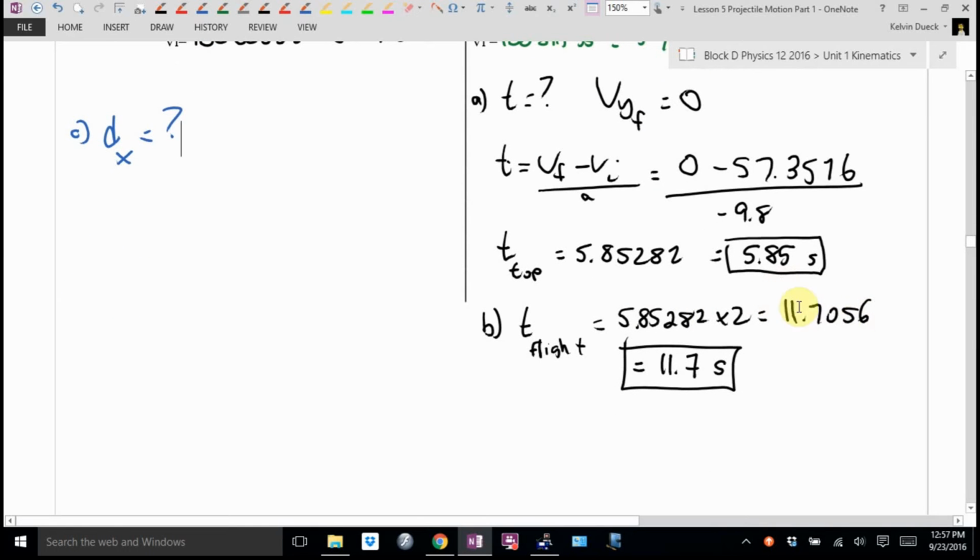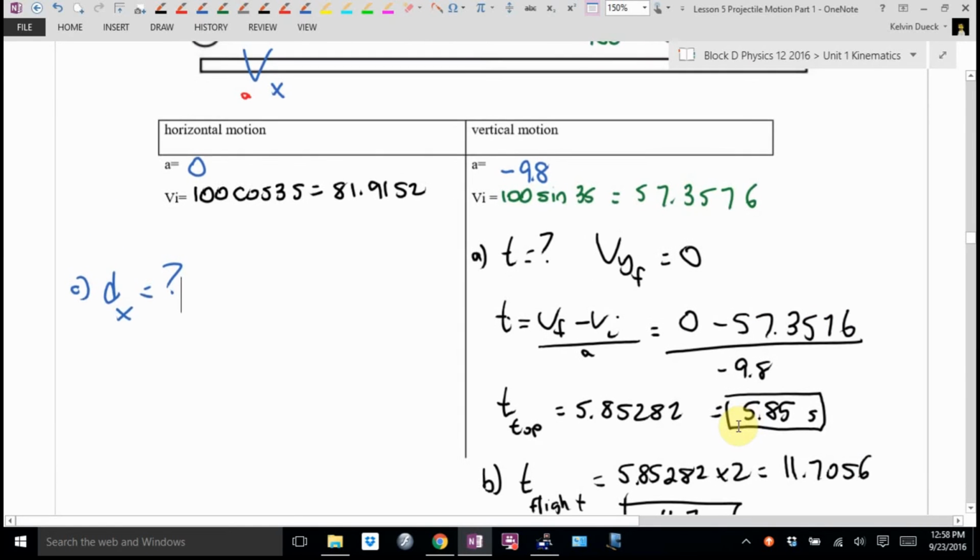It's 11.7056. Common mistake, kids use time up, and they say that's the total time of flight. Nope. That'll give you half the range. I'm looking for an equation that has V, A, T, and D in it.